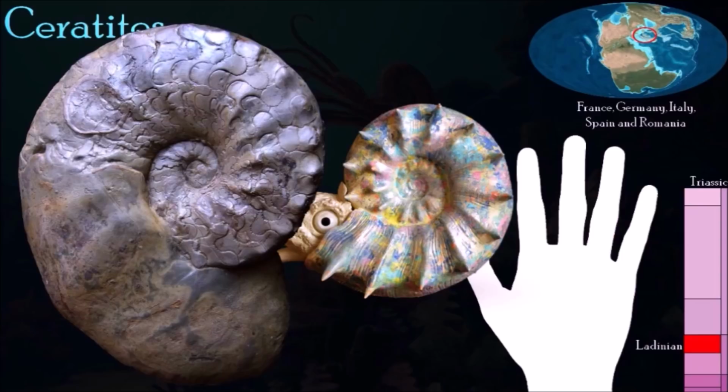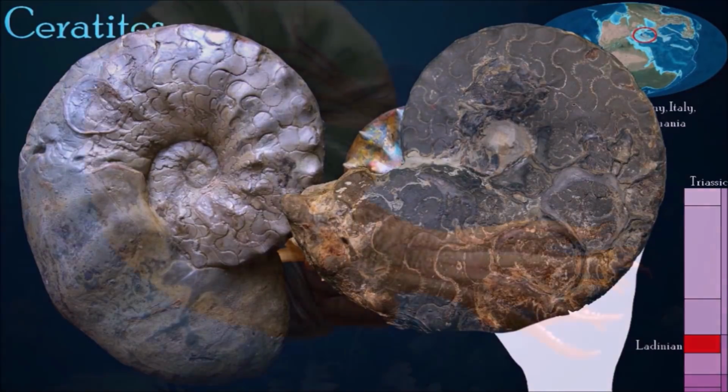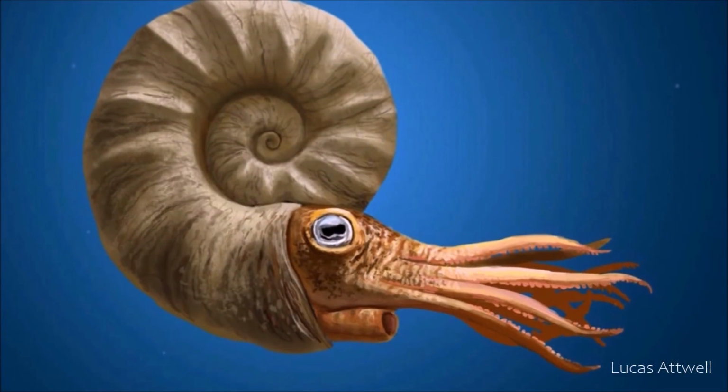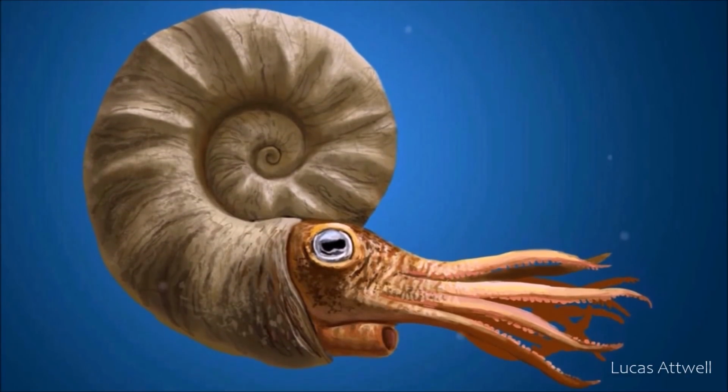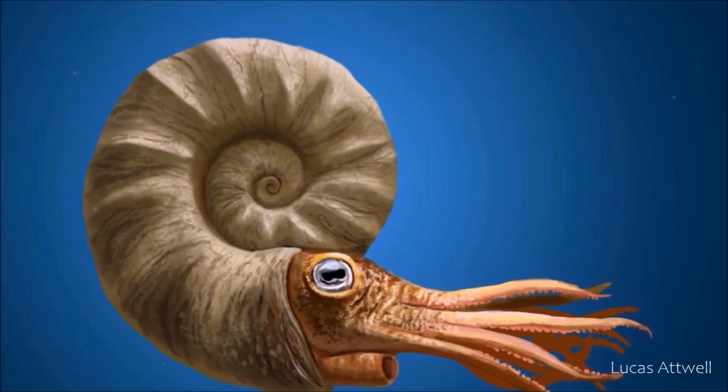The suture lines, which were strongly folded on ceratites, marked the point where the internal walls dividing the shell met the inside of the shell. The folds that faced towards the shell opening were simple, smooth curves, while those facing backwards are finely serrated. A suture line with this combination is known as ceratitic.